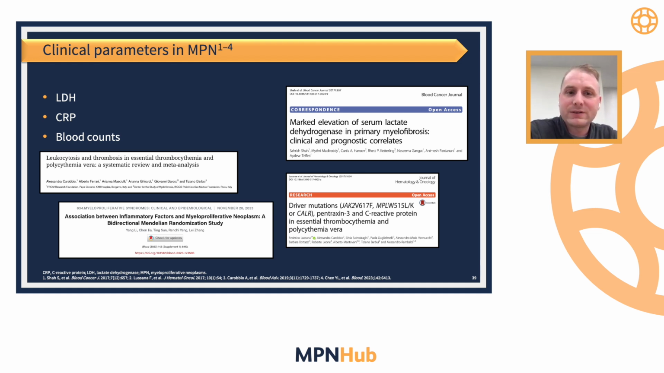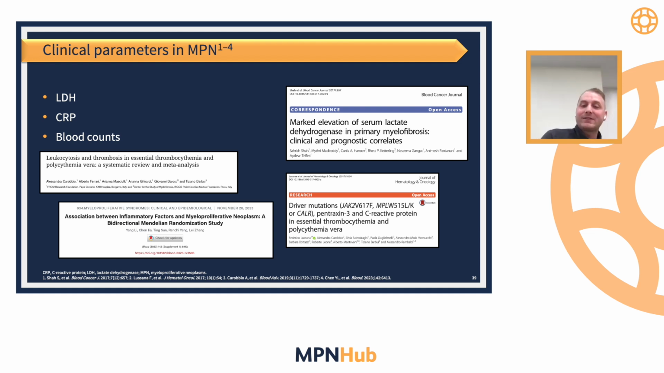So for the lactate dehydrogenase, it was shown that higher values are associated with more complications and disease progression to secondary AML, and also with decreased overall survival and leukemia-free survival. The C-reactive protein indicates that MPN is a really pro-inflammatory disease with a lot of pro-inflammatory cytokines, and higher values are associated with more thrombosis and decreased overall survival.